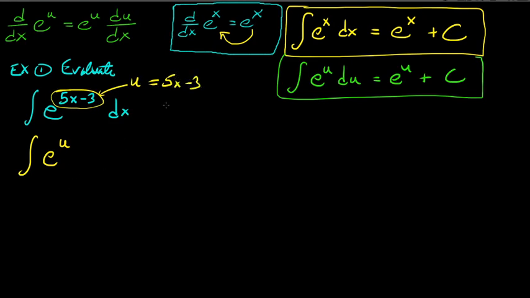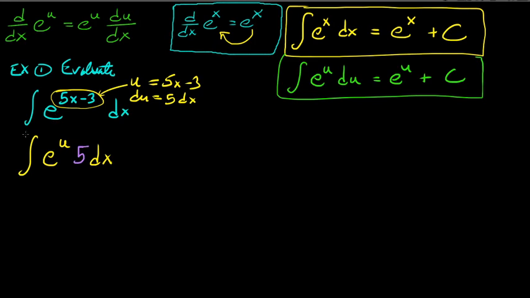No choice here, right? So what's du? Well, the derivative of 5x is just 5 minus 0 times dx, right? Now, notice I have a dx. I don't have a 5, but that's not a problem. 5 is a number. It's a constant. I can multiply by 5 as long as I also divide by 5.